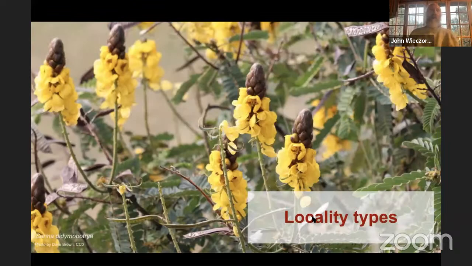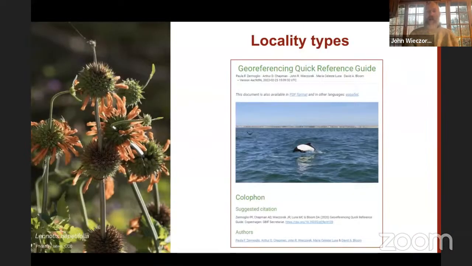Okay, so now, in order for us to get a sound understanding and basis in things that we're going to end up interpreting and georeferencing, we'll talk about locality types. The quintessential guide for locality types and all of their variations and how to understand them and the recipes for georeferencing them are found in the Georeferencing Quick Reference Guide. And I think Paola can include a link to that specific document in the chat.